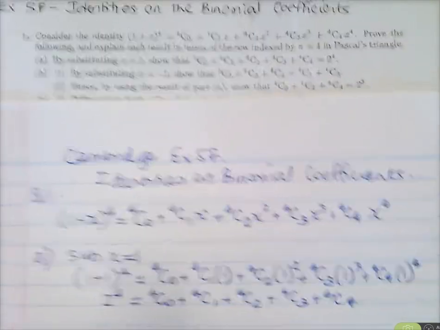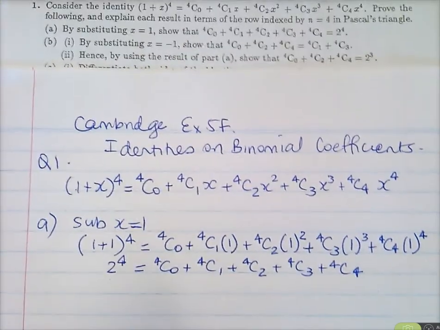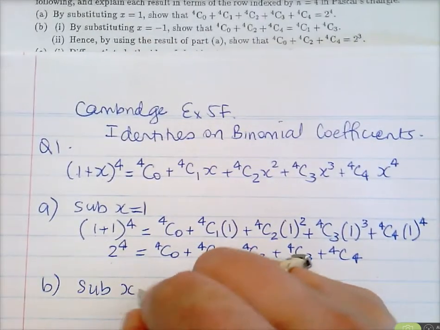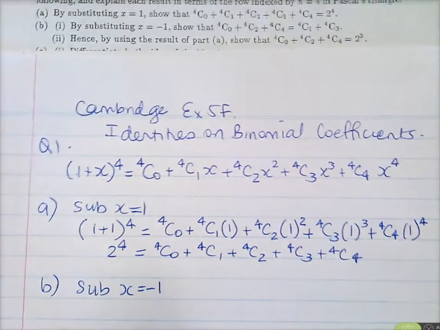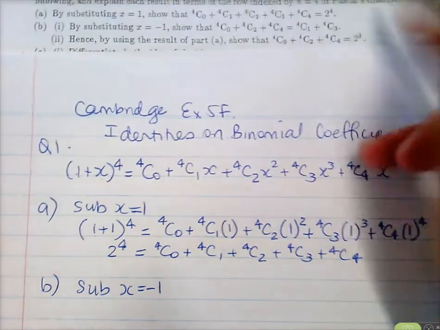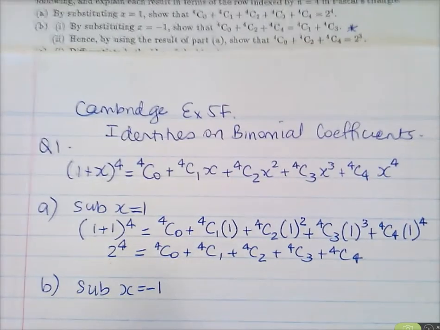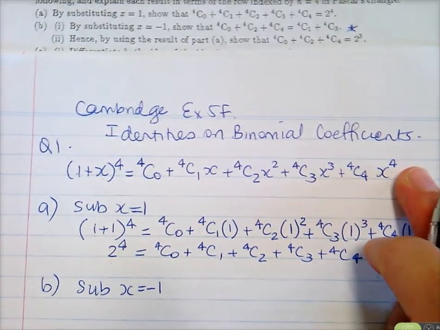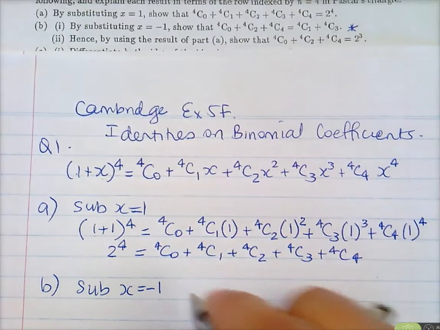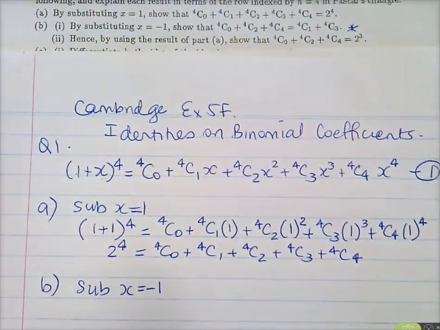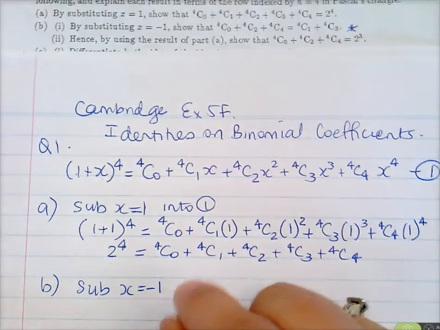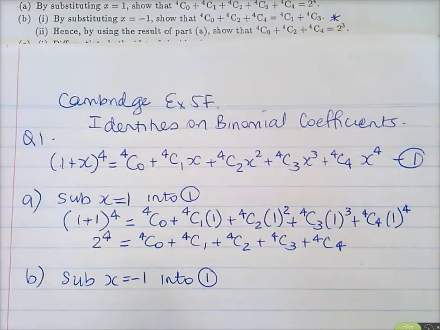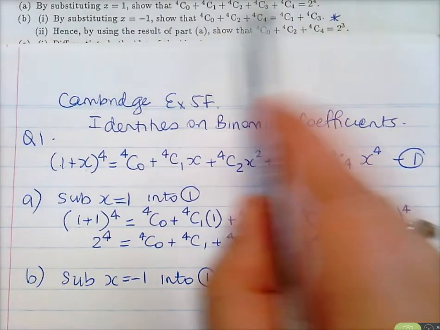Now, look at part B. It says by substituting x is negative 1, we have to show that result up there. Let's just substitute x is negative 1 into the original binomial expansion. I'm going to call this equation 1. So I've got substitute x is 1 into equation 1, and now substitute x is negative 1 into equation 1. So part B, substitute x is negative 1 into the expansion and show that result.